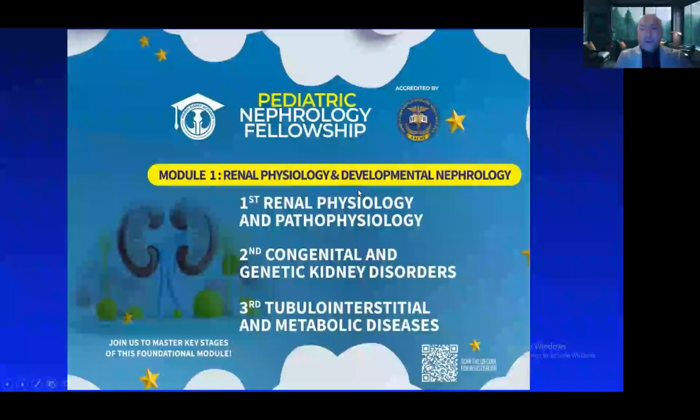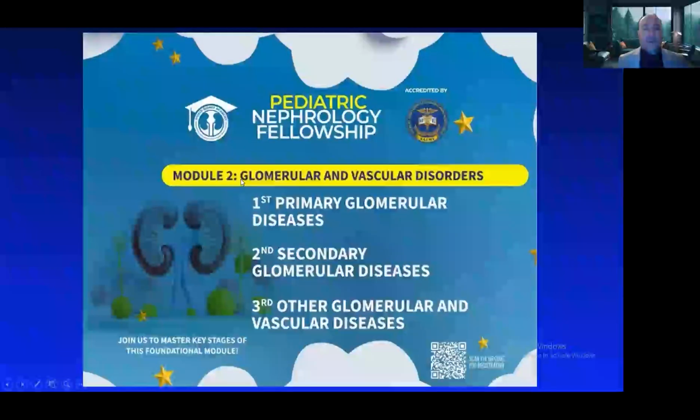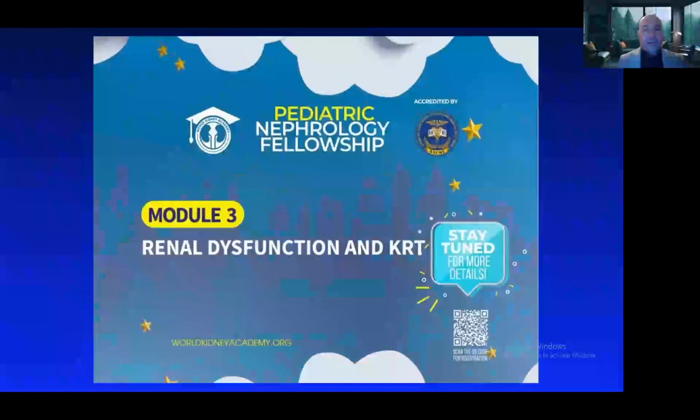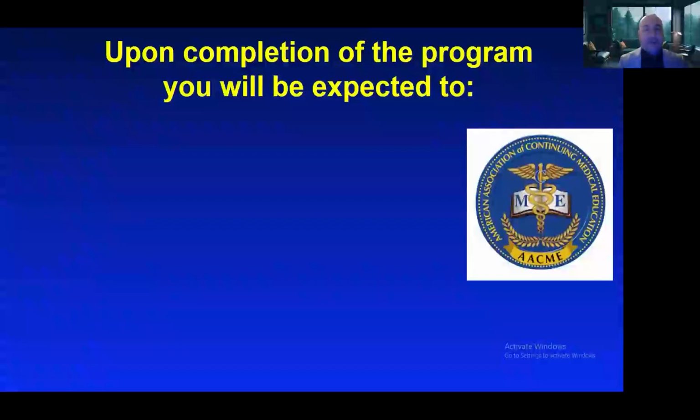The first module focuses on renal physiology, congenital anomalies, and tubulointerstitial and metabolic disease. So this is for 16 weeks. Then the second module focuses on GN, primary and secondary GN, and also vascular and other glomerular diseases. And the third module focuses on AKI, CKD, dialysis, and renal transplantation.